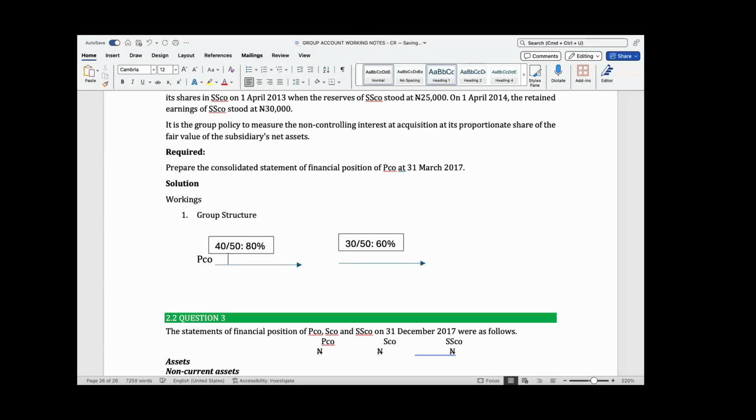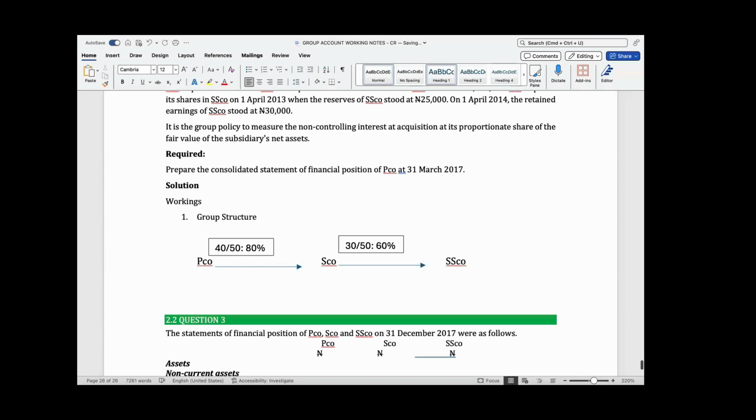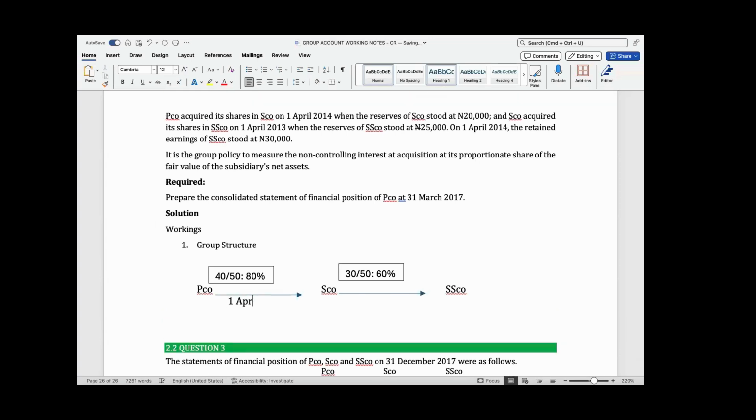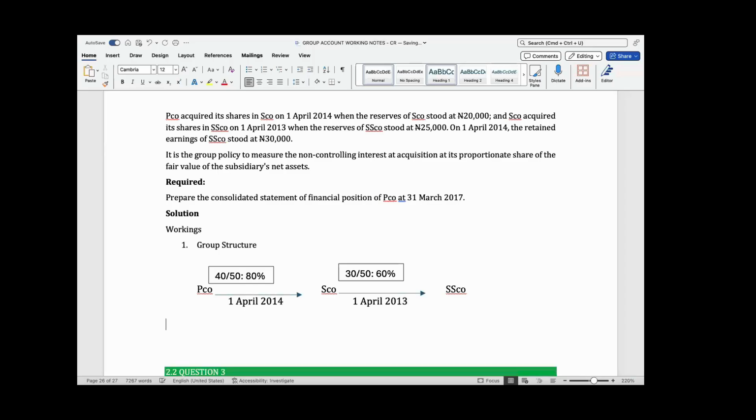So PICO in ESCO, ESCO in SSCO. So this one, the date of acquisition here was 1st April 2014, and ESCO has acquired this one last year, 2013. Okay. So let's do our cancellation.